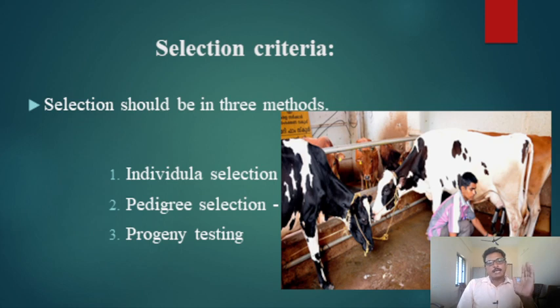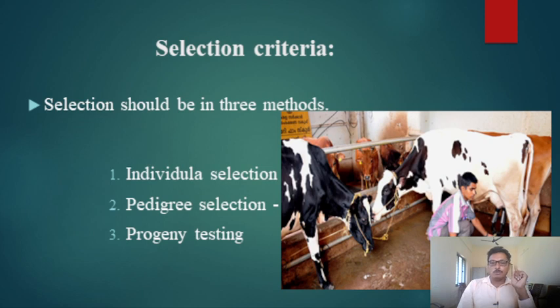Then, in this selection there will be many types of selection. We have to take some criteria in this selection. First of all, we have to know what selection criteria there are in dairy technology to select a proper and perfect high yielding animal. In this selection process, there are three types of methods. The first one is individual selection.